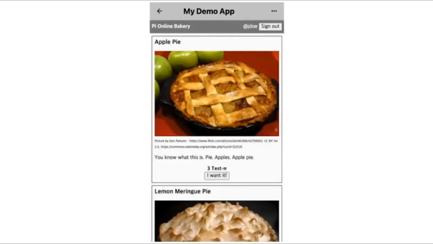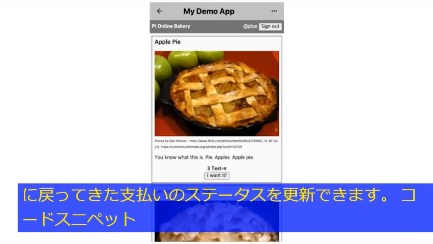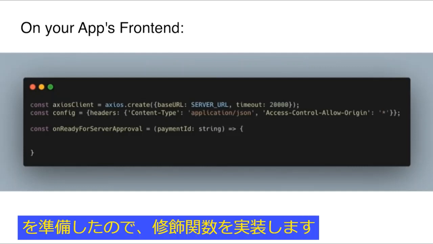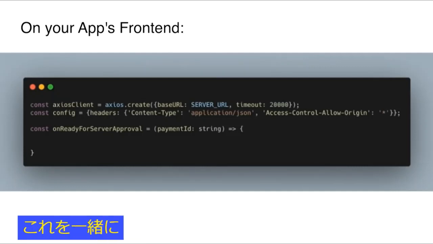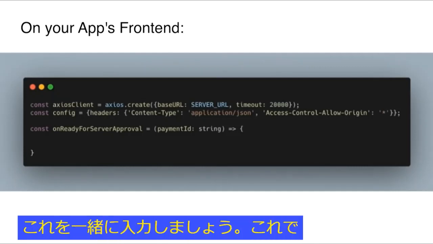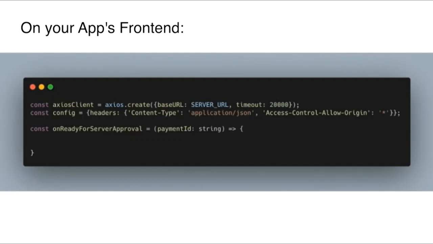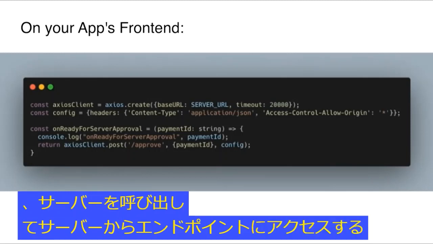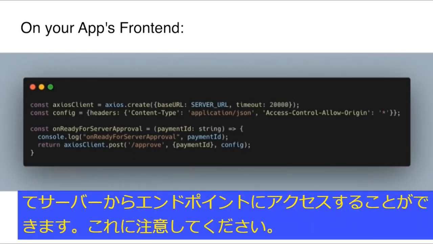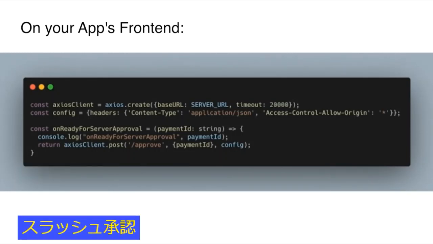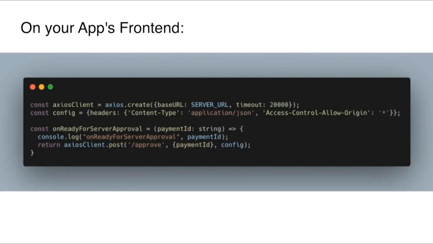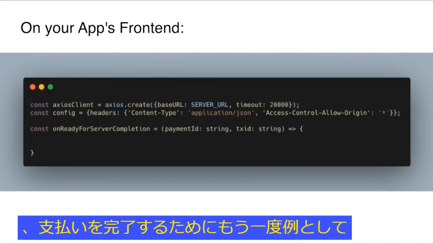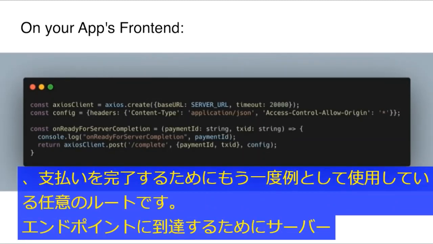We're back to our demo app, and now we are going to implement the callback functions. For the sake of time, I have prepared the code snippet. Let's fill this in together. We now all know what this is. What you want to do here is to call your server to hit our endpoint from your server. Keep in mind that this /approve is just an arbitrary route I'm using as an example. Again, to complete the payment, you need to call your server to hit our endpoint.